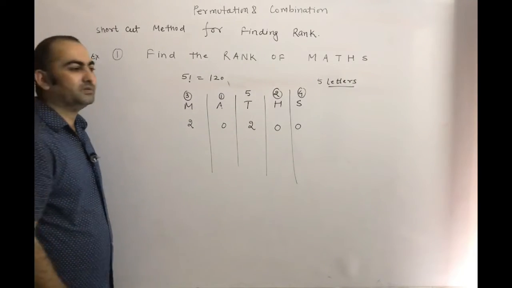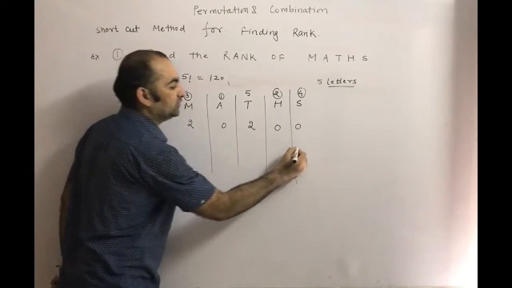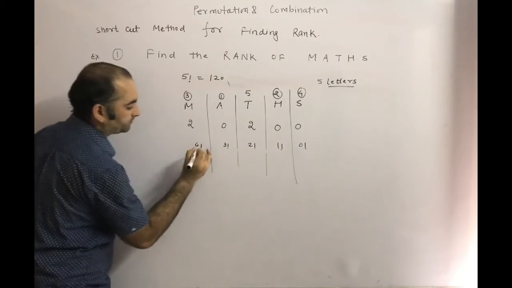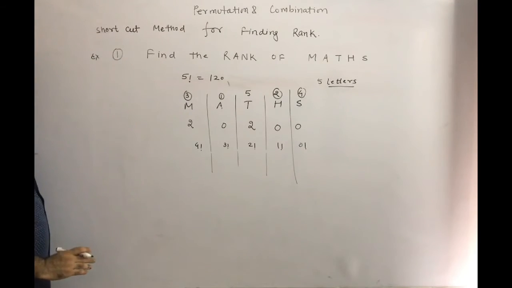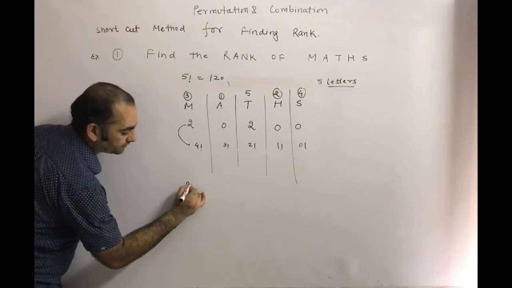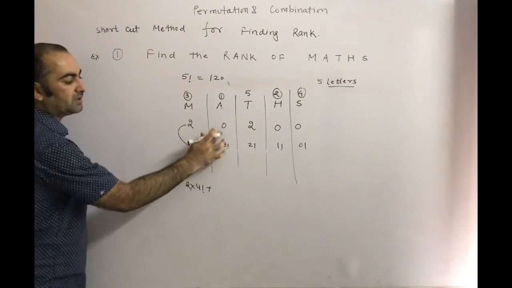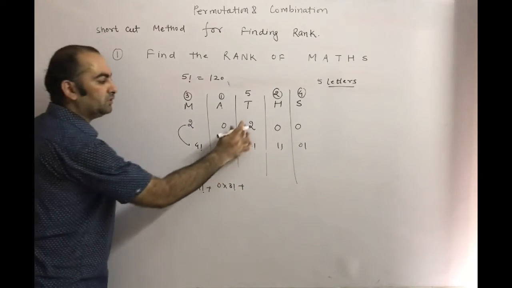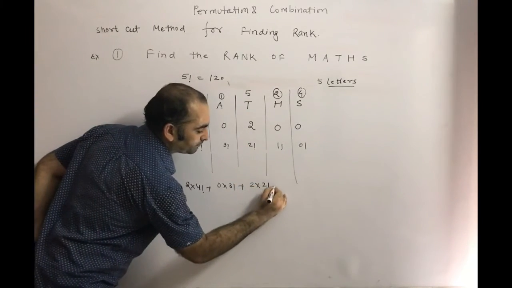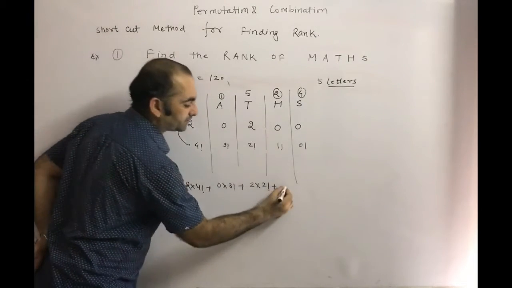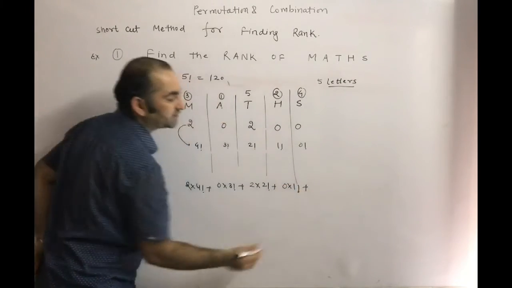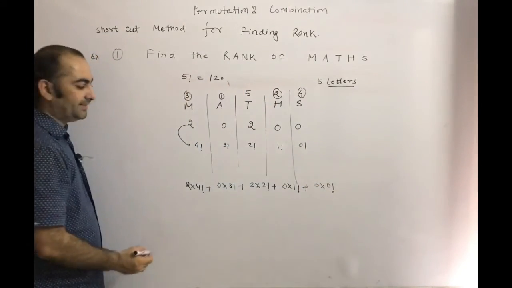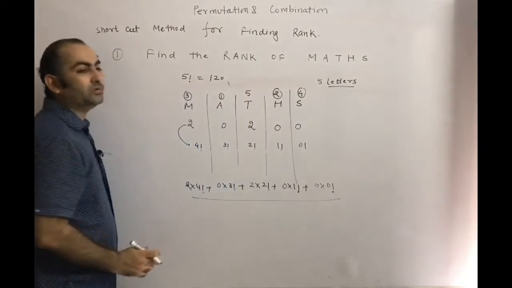Now from this place you will take 0 factorial, 1 factorial, 2 factorial, 3 factorial, 4 factorial. So for finding rank, what you will do: 2 into 4 factorial, plus this one multiplied with this one, so 0 into 3 factorial, plus 2 into 2 factorial, plus 0 into 1 factorial, plus 0 into 0 factorial. This will give the total words which are above MATHS.